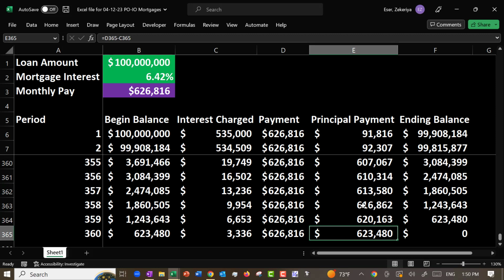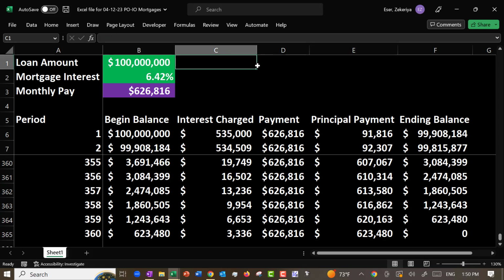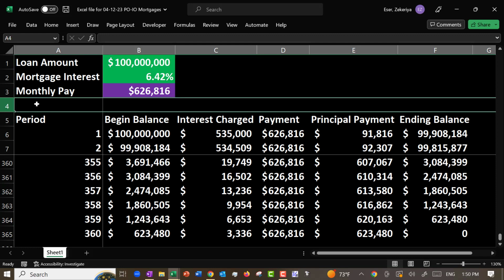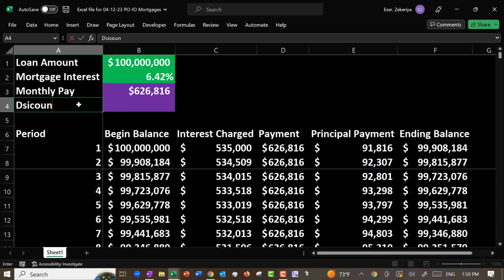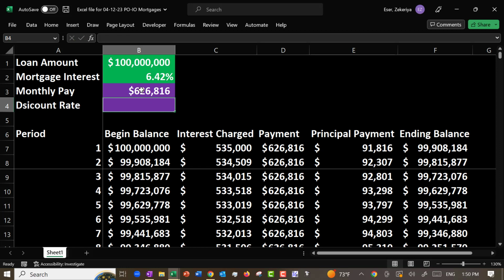Now, if there are no prepayments, calculating the value of PO versus IO is simple, right? Let's put in one more line here. Let's call this discount rate. That discount rate may or may not be the same as the mortgage rate. Because mortgage rate is one thing, the other one is the rate at which you are discounting it. So let's say 5.50, okay? Something like that.